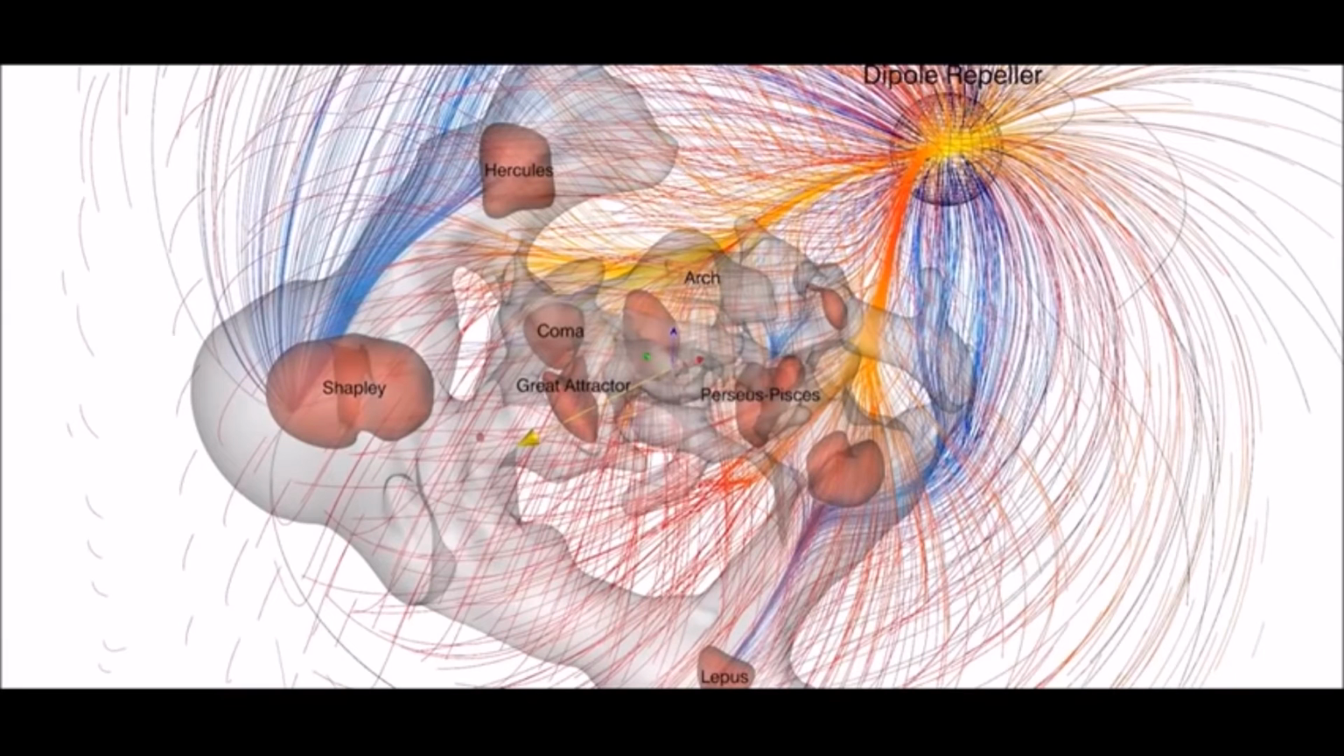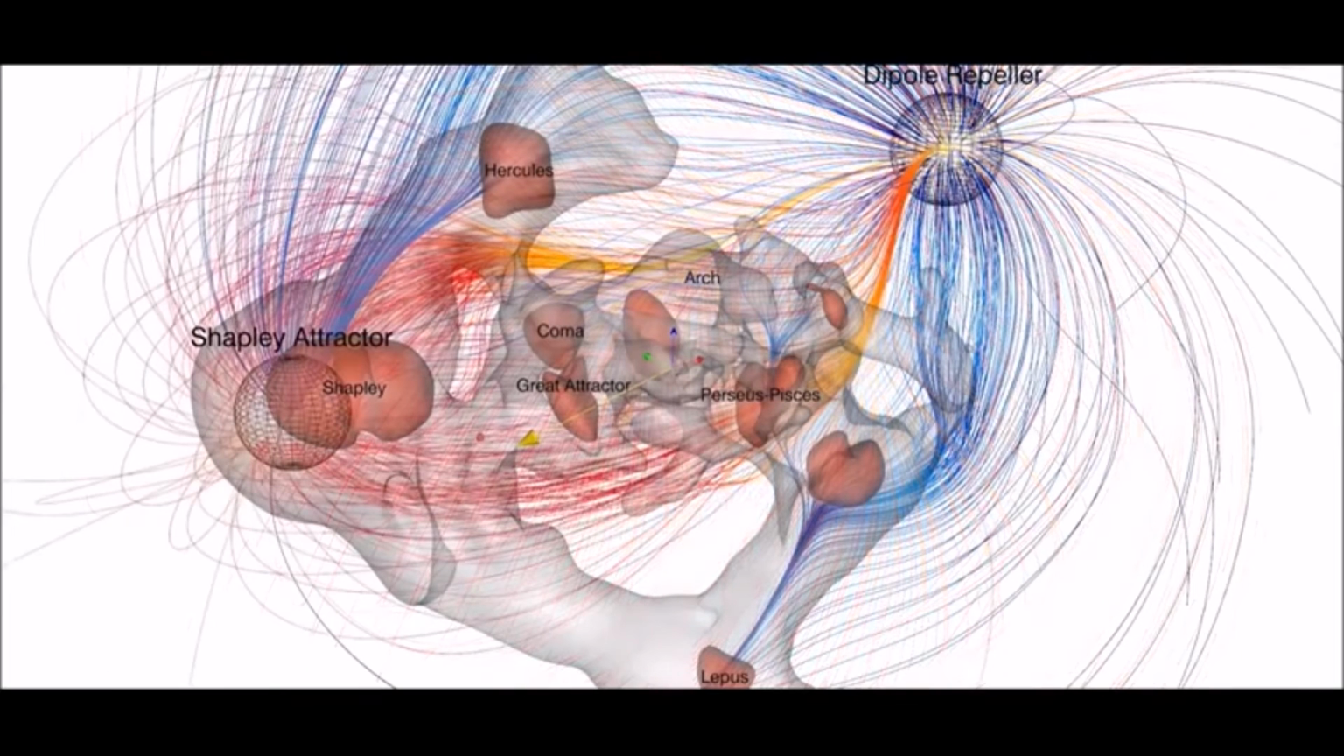Now, we add streamlines of the flow seeded in the dipole repeller region. These streamlines converge on the Shapley attractor. Similarly, we restrict the seeding of the streamlines of the antiflow to the Shapley attractor region.